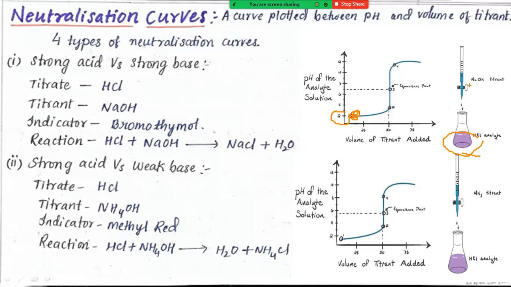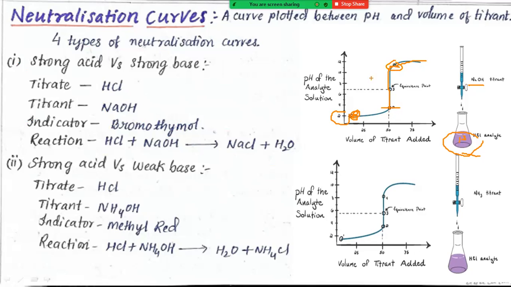But when we are adding NaOH slowly, what happens? The H plus ions present in the HCl solution decrease, right? So slowly the pH values will increase. At a particular point we can see a sudden inflection. After adding one drop, it suddenly reaches a pH of around 11 or 12, and after that we get a stabilized, plateau graph.